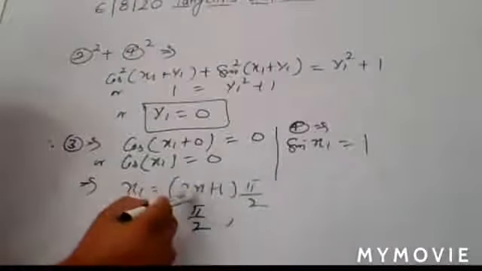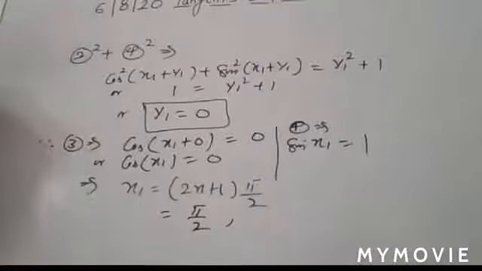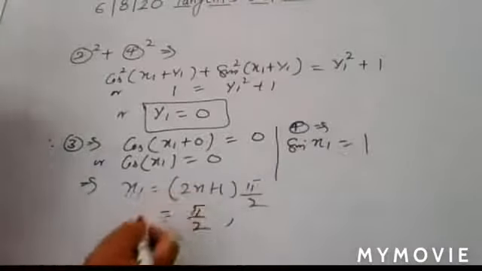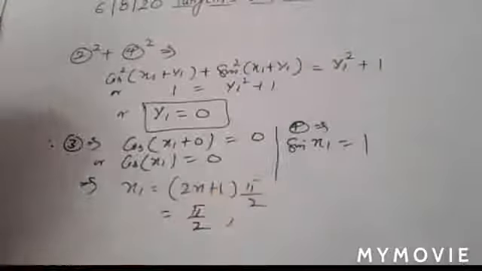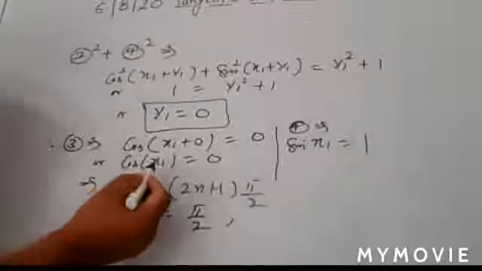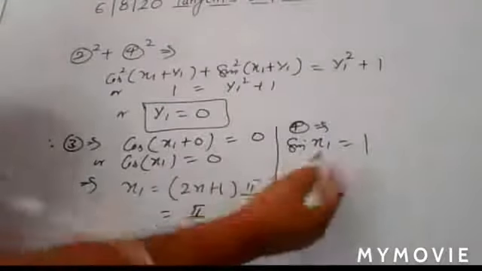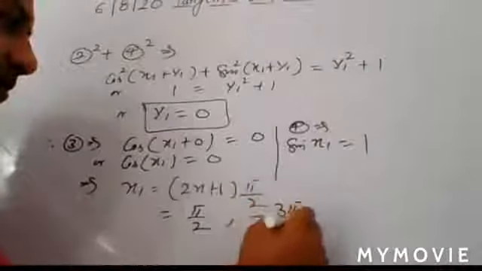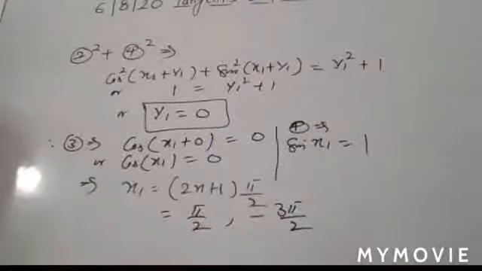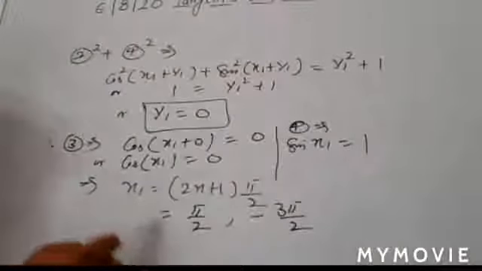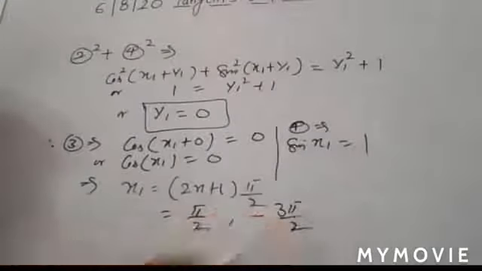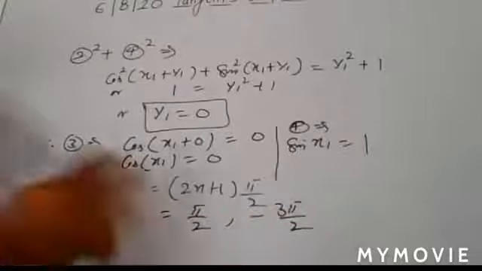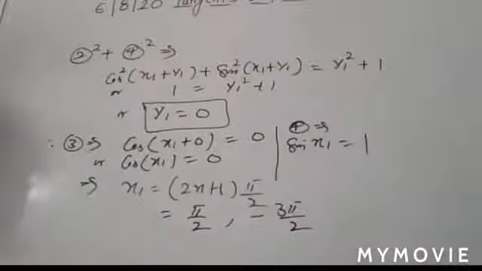If you put n equal to minus 2, you have minus 3 pi by 2. For minus 3 pi by 2, cos is 0 and sine is 1. So you can write minus 3 pi by 2. Here you have only 2 points of x1: x1 is equal to pi by 2 and minus 3 pi by 2. These satisfy both conditions, and your values lie between minus 2 pi and 2 pi.